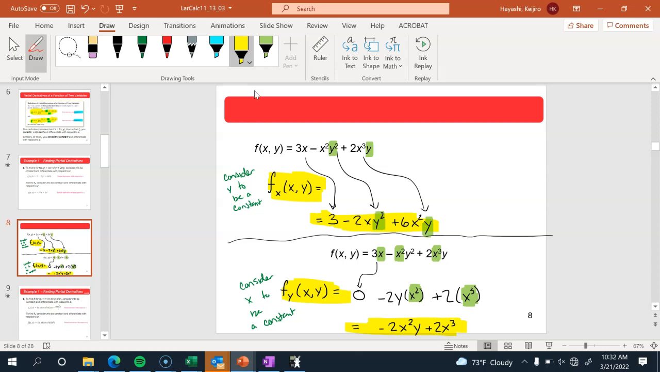Oh, what's up? This is like 3x. No, x is a constant. 3 times a constant is just a constant. The derivative of a constant is 0. Oh. Yeah.